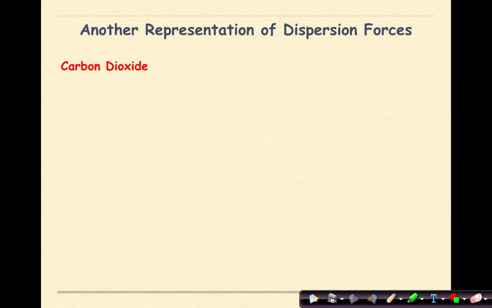Another representation of dispersion forces, carbon dioxide. Here's carbon dioxide. Again, we have a nonpolar molecule where the electrons are shared equally between these two oxygens. Of course, the electrons are moving back and forth as they move through. Carbon dioxide can be a resonance structure, so at any one time, this end might be slightly positive and this end might be slightly negative as the electrons move around.